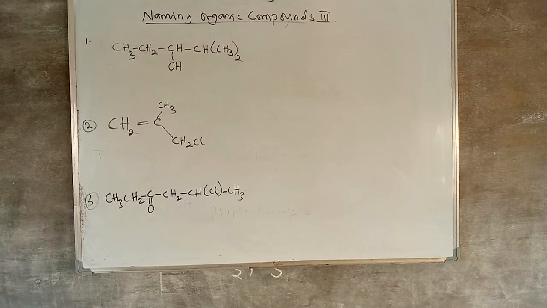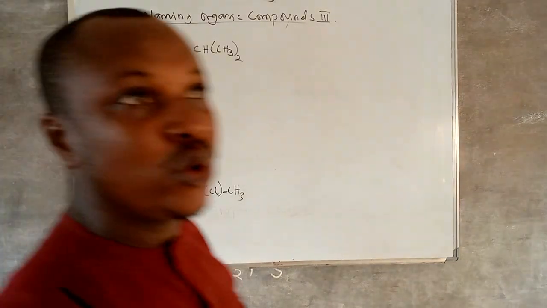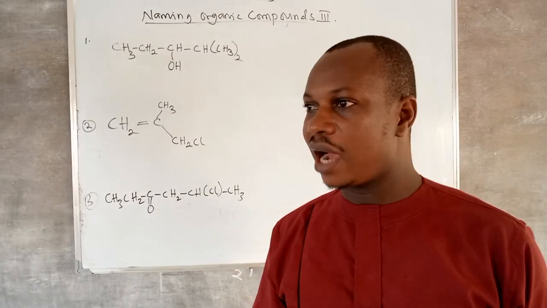Academy. We are still dealing with naming organic compounds. I just wish I could have all the time to explain all these things because we have numerous organic compounds. But let's take these three examples, then we go further to other things remaining in organic chemistry. We are still naming organic compounds. Just remember all the rules we have obeyed till now.